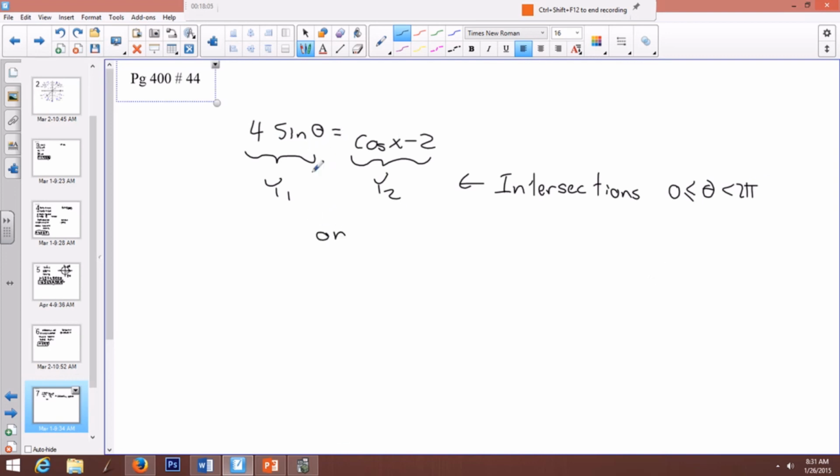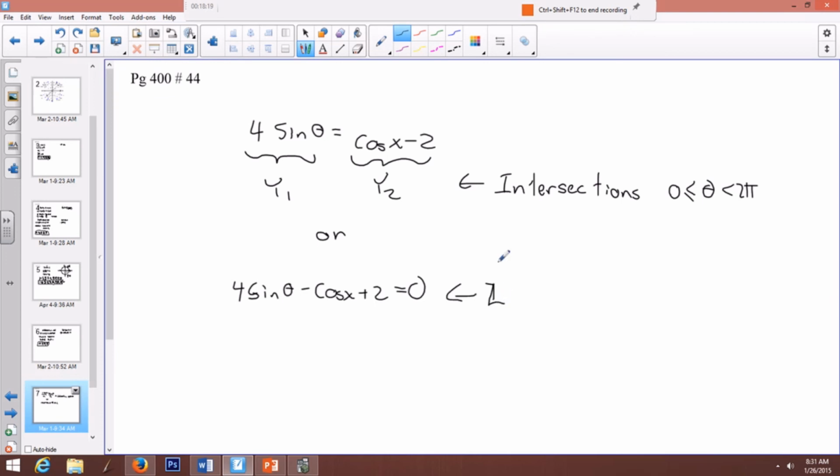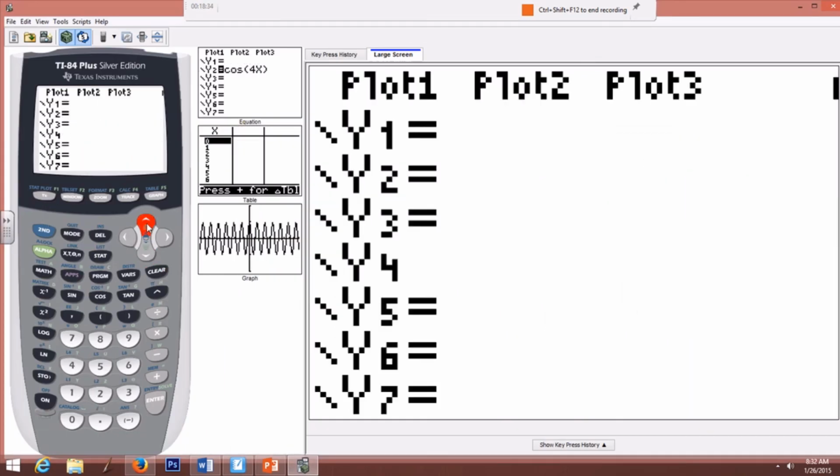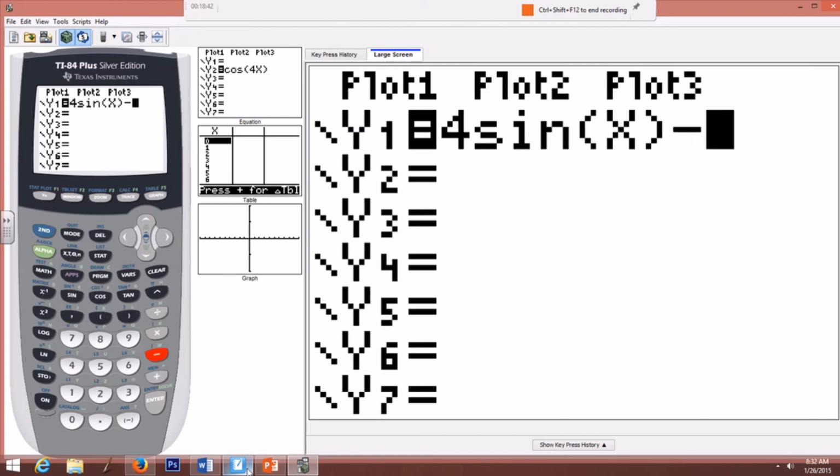Or you can solve this for 0 and say 4 sine theta minus cosine x plus 2 equal to 0 and use the root feature, the zero feature actually. And that's what I'm going to do. So I'm going to go to my graphing calculator, go to my y equals, clear out this stuff here, and type in the equation that I had, which is 4 sine x, in parentheses, minus cosine x plus 2.